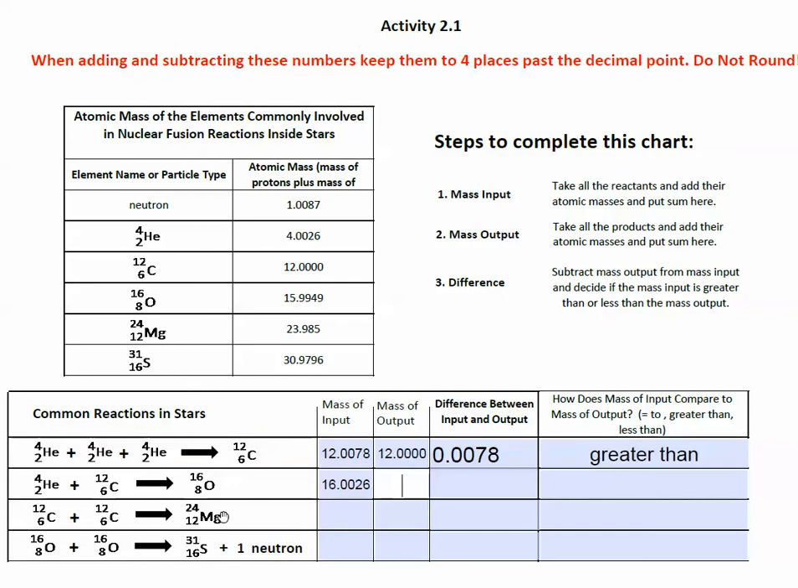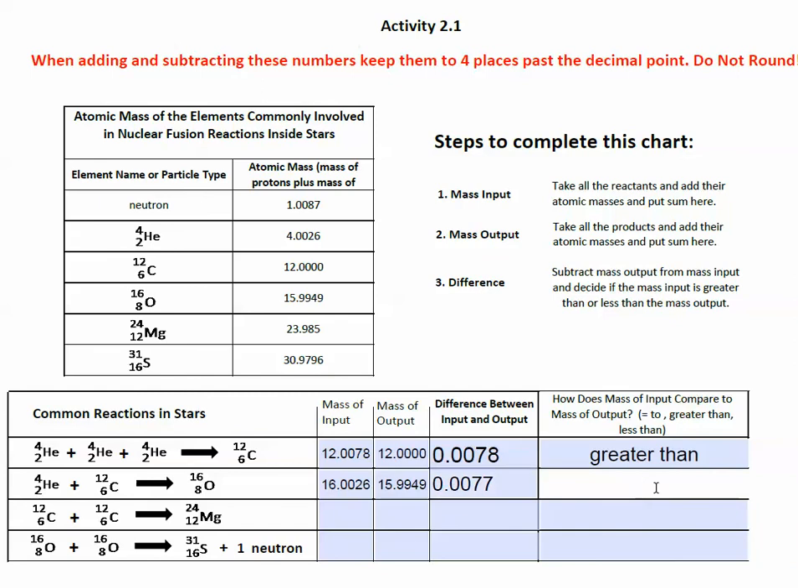The mass output is everything after the arrow. In this case, it's only a single oxygen, and that's listed right there as 15.9949. Again, you just take the mass input and minus, or to get the difference, you have to subtract them. So 16.0026 minus 15.9949, and that equals 0.0077.